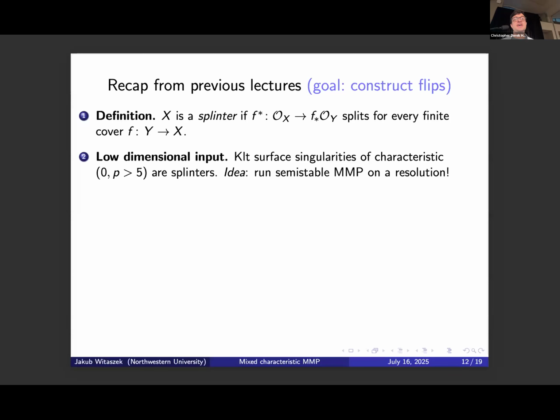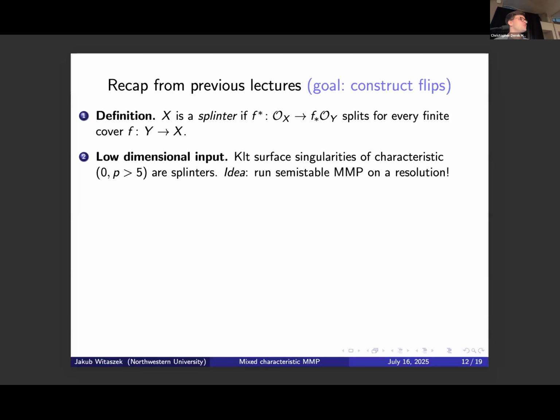The second thing is a low dimensional input. It is exactly the thing that prevents us from establishing the minimal model program at this point in higher dimensions. The low dimensional input we are going to use is the fact that KLT surface singularities in mixed characteristic 0, p greater than 5 are all splinters.